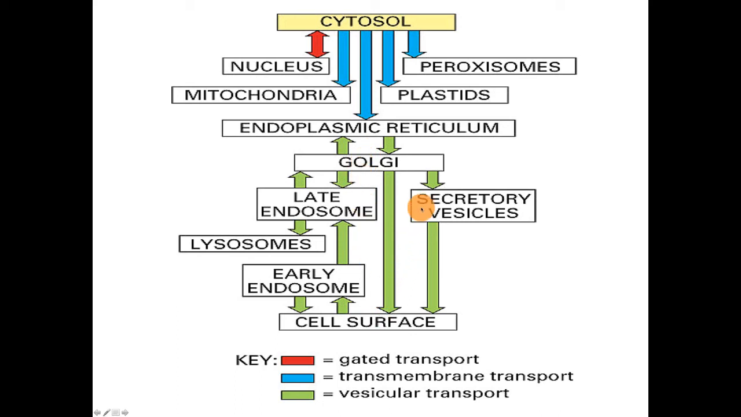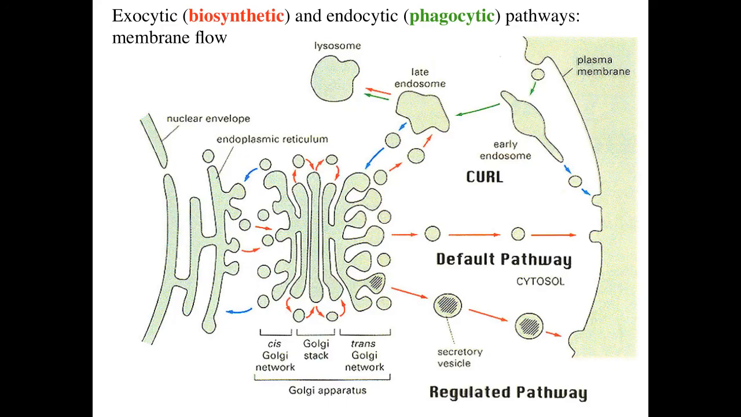This is by vesicle transport, and this is by and large a two-way street because vesicles can move in both directions. So vesicles might move from the cell surface to endosomes, back through to the Golgi, and potentially to the ER, and vesicles will move from the Golgi to endosomes, to lysosomes, to secretory vesicles for cell secretion. So very much a two-way street when we talk about vesicular transport.